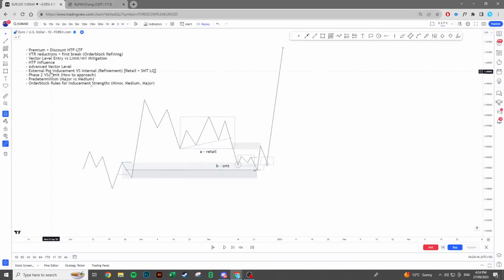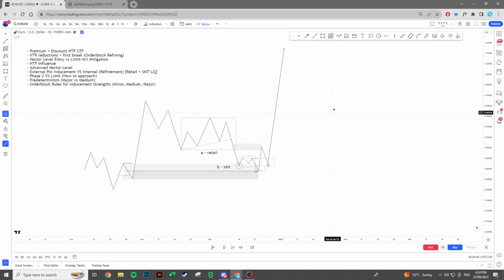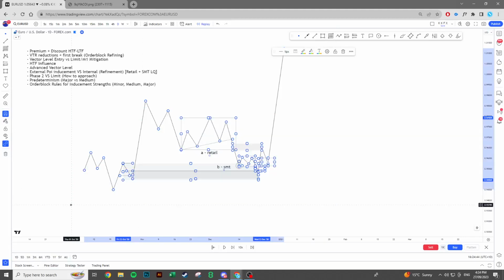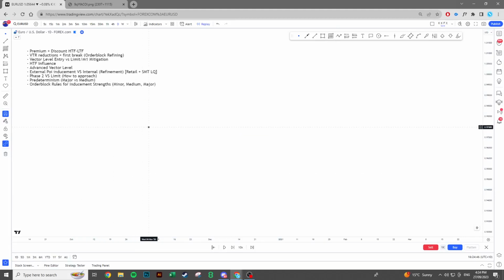But that is our external POI inducement versus our internal. I don't really like saying external, internal because it's all internalized in this range itself. So I'll think of another way to phrase that. But for now, we can just say our retail and our smart money inducements before our true POI. Okay, cool. I hope you guys get that. If you have questions, just ask. We can make it in the next one.